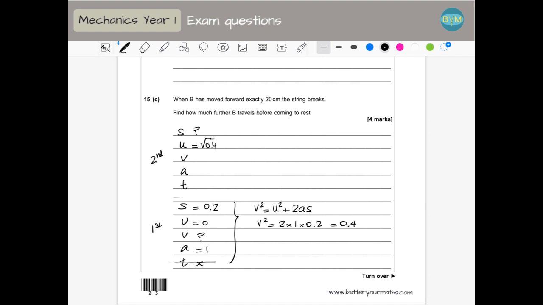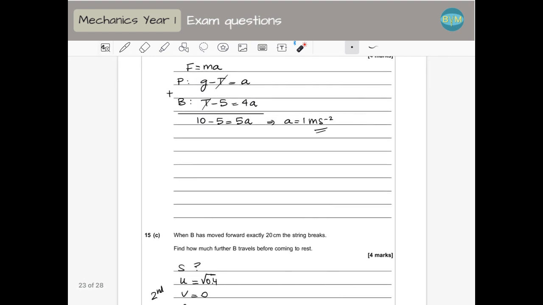Final velocity in this second part of the motion is 0 because it's stopping. And the acceleration, we don't have it because it's decelerating. And the time, we don't have it, but we don't need it. If we want to find this displacement, we need the acceleration. For every SUVAT equation, we can find something if we have at least 3 of the variables. So we need to find this acceleration.